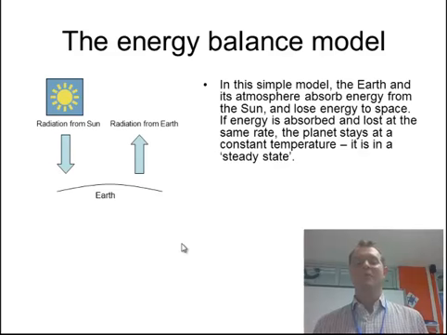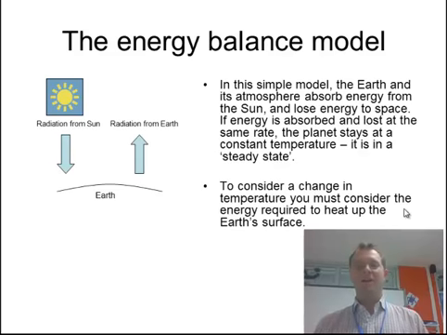Okay, and one of the main reasons for that is because we're not incorporating a feature of planet Earth warming up because of heat energy getting captured in its atmosphere, and the planet warming up as a whole. So for that, we need to consider some additional features.